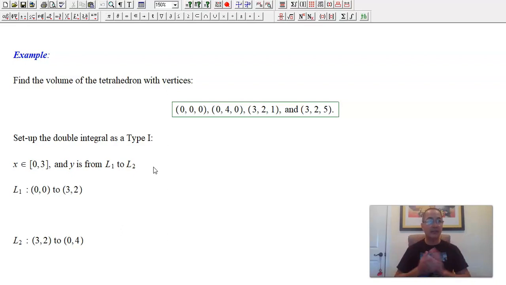And I do believe that we did a review of the slope-intercept form for the equation of a line. So pause the video and see if you can get the equations for these 2 lines on your own. I will continue without you for now.